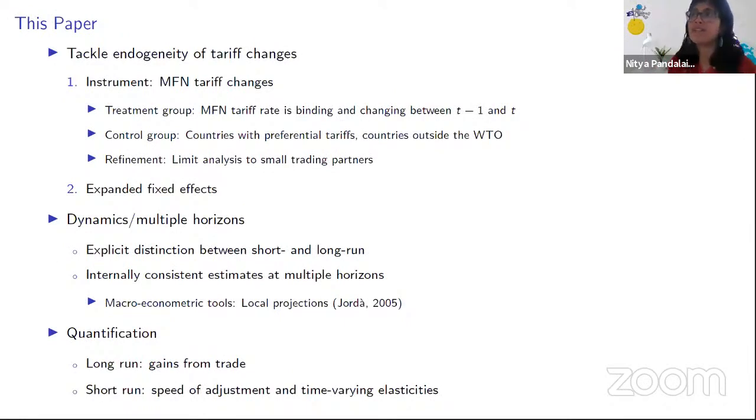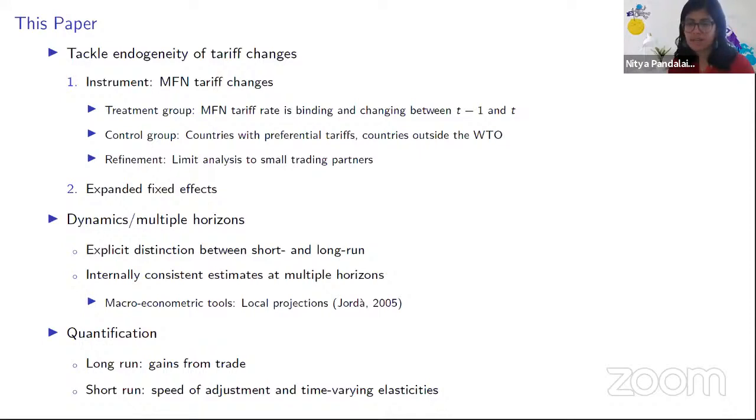So first, we're going to think about the endogeneity of tariff changes. We're going to do this in two ways. So the first thing we're going to do is simply expand the set of fixed effects that are used in conventional gravity estimation. And we're going to show you that this actually has a big impact on the estimate of the trade elasticity, and in a very plausible way. The second thing we're going to do is propose a new instrument to isolate good variation in tariffs. And this is going to rely on the WTO's MFN, the most favored nation principle.